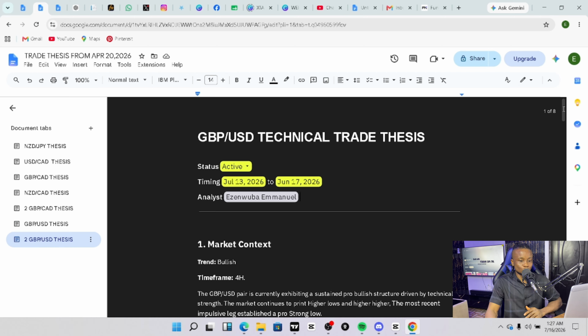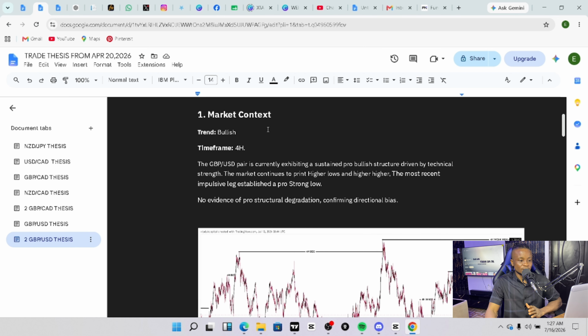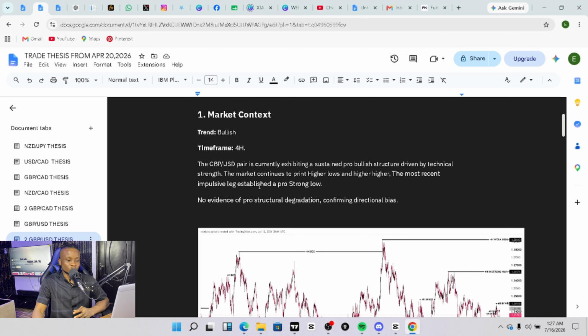So let's walk through this thesis, how it looks like. First page is where we will see our market context. This market context is simply where we talk about the overall market structure we're looking to trade.